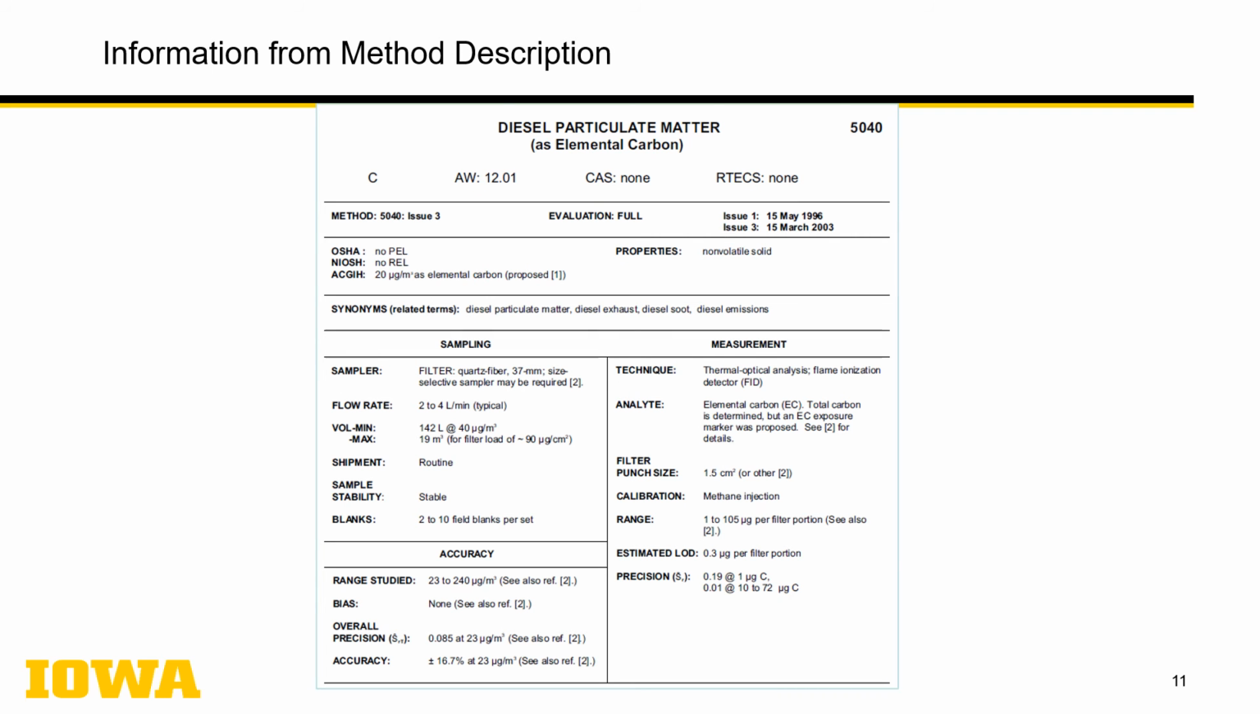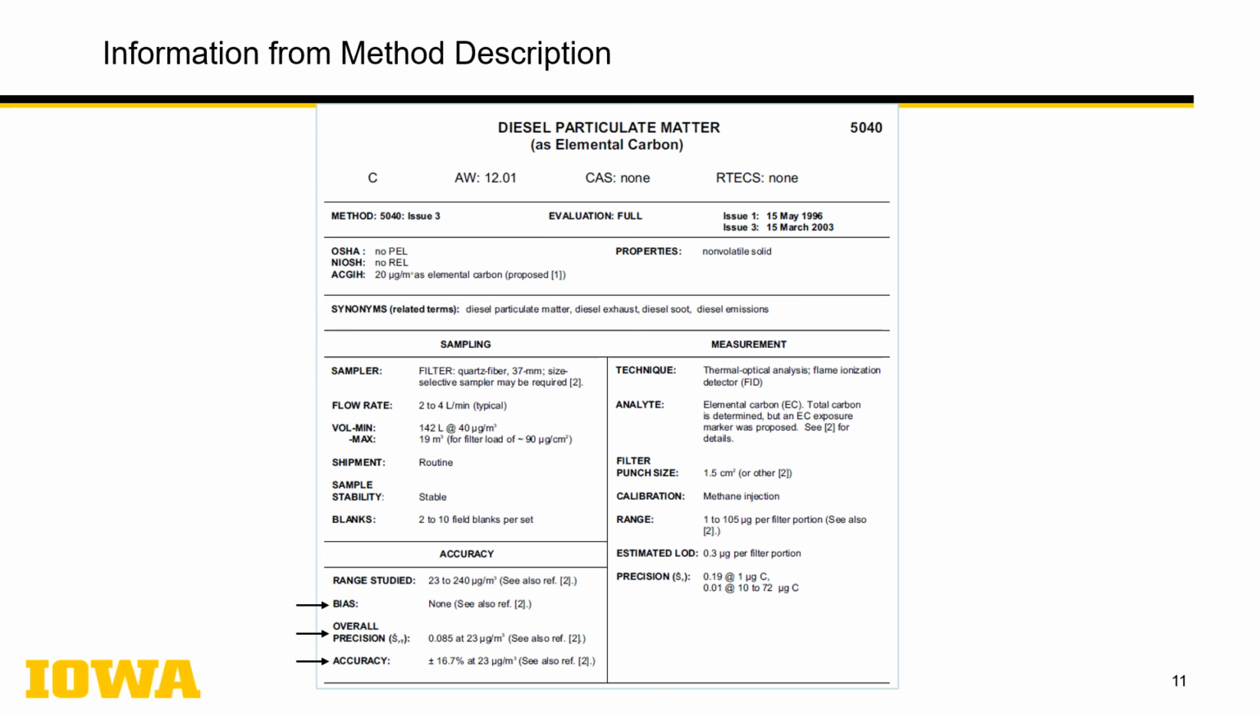Now here's another look at a document. In this case, it's an actual method established by a government agency. And you'll see here that it gives indications of the type of sampler that is to be used, the flow rate at the sampler, the technique associated with measuring. But down below, you'll notice that it has indications of bias, precision, and accuracy.